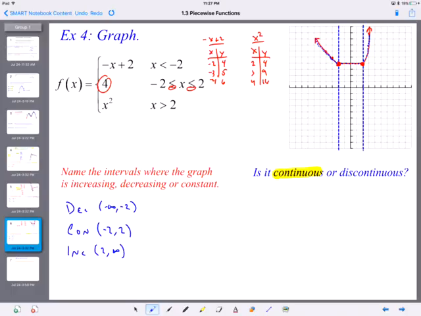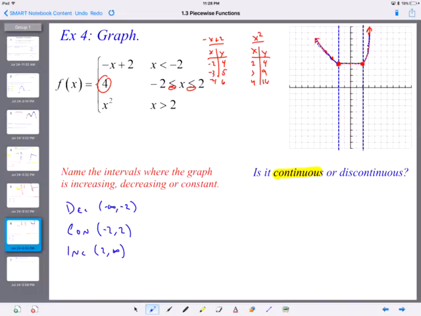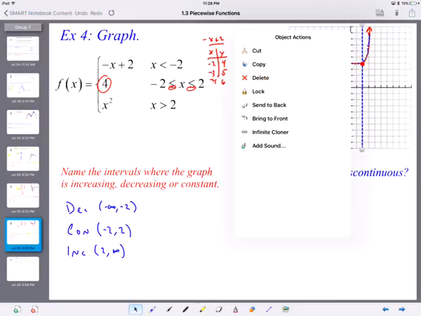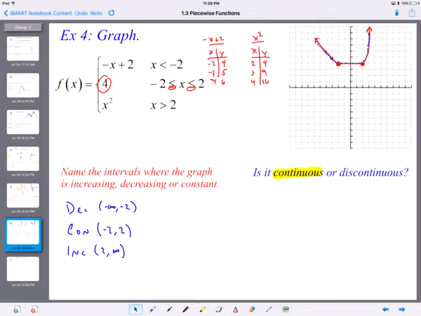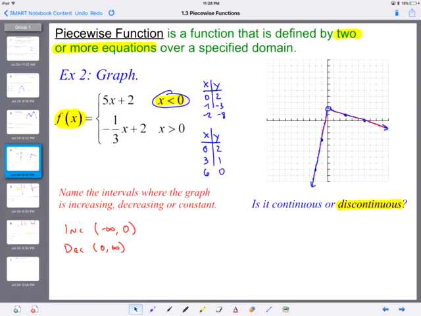On your homework tonight, please make sure you follow these directions. You only have 41 to 48 tonight. You're just going to graph, you're going to determine the intervals and the continuity, just like we did on these 3 examples. You're going to graph it, and let me get rid of my lines here. You're going to identify continuous, discontinuous, and the intervals. So once again, exactly like these 3 problems we did in the notes.